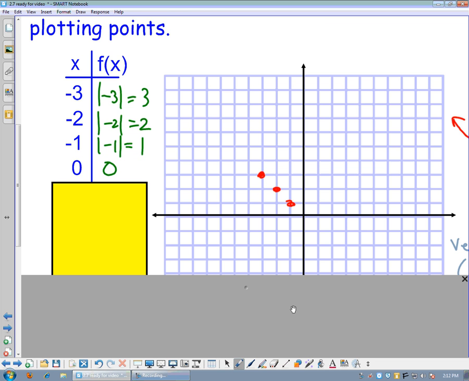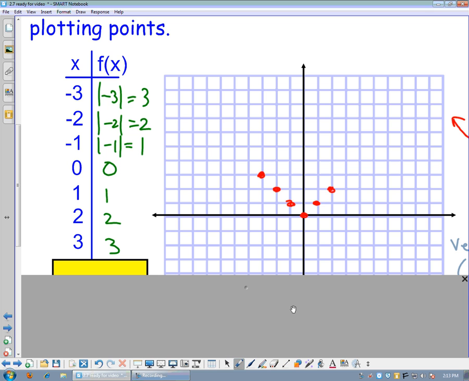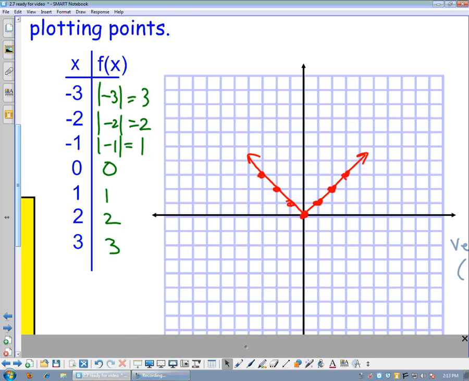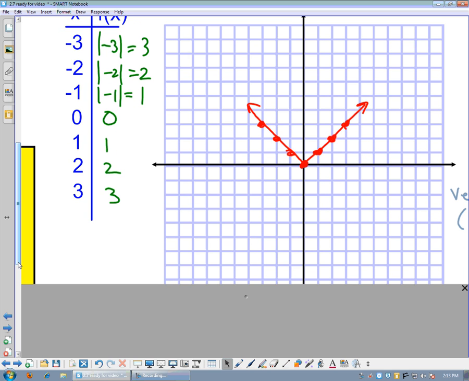How about 0? The absolute value of 0 is 0. What if it's the absolute value of 1? Then it's just going to be 1, so we get the ordered pair (1, 1). The absolute value of 2 is 2, so we get (2, 2). The absolute value of 3 is 3, so we get (3, 3). So in general, our graph is going to look like this. It's a nice V shape. Every absolute value graph will be a V shape. I do want you to notice that an absolute value graph has a vertex. That vertex is always the point of the V. In this case, the vertex is at (0, 0).